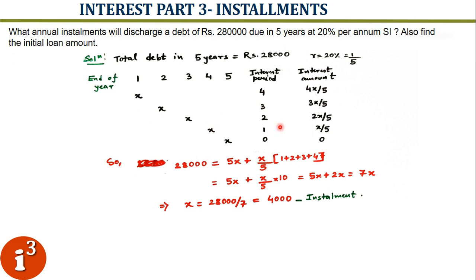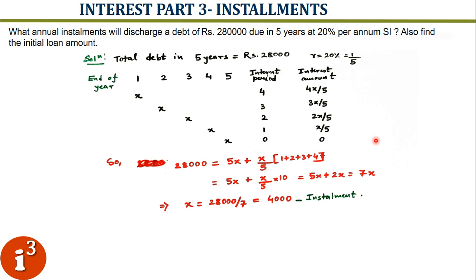See, another method to solve this problem can also be like this. You can take x to be 100. So if this x is taken as 100, this will be easy. On 100, this 4 by 5 means 80%. So 80% of 100 is 80 rupees. This will be 60%. 60% of 100 is 60 rupees. 80 plus 60 plus 40 plus 20, this will be 200 rupees, this will be 500 rupees. So 500 plus 200, 700 units will be equal to 28,000. 1 unit will be equal to 4,000. That is also another way. You do not need to take x as a variable. You can solve in that way also. This will make your calculations easier.